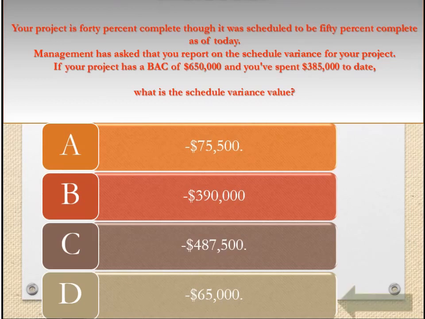Answer: D. Explanation: The schedule variance is found by subtracting the planned value from the earned value. The earned value is the percentage of the project completeness multiplied by the BAC. Planned value is the percentage of where the project should be at this time multiplied by the BAC. In this example, EV equals 40% of BAC, which equals 260,000, and PV equals 50% of BAC, which equals 325,000. SV equals 260,000 minus 325,000, which equals negative 65,000.